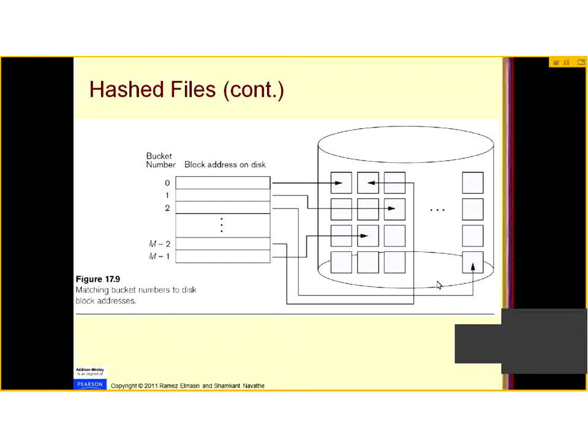Here you can see matching bucket numbers to disk block addresses. So these are bucket numbers and these are block addresses on disk. In this location you are placing pointers which are pointing towards the blocks on the disk. See here, this is pointing towards some other block, this is pointing towards some other block, and here you are pointing to another block.